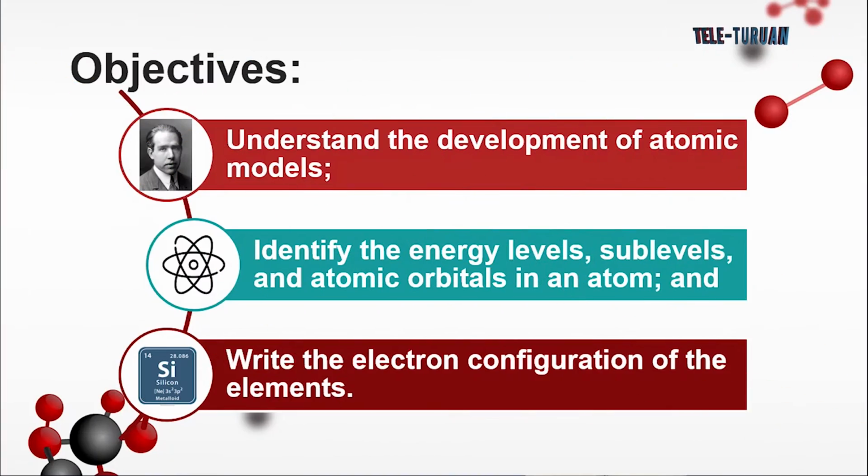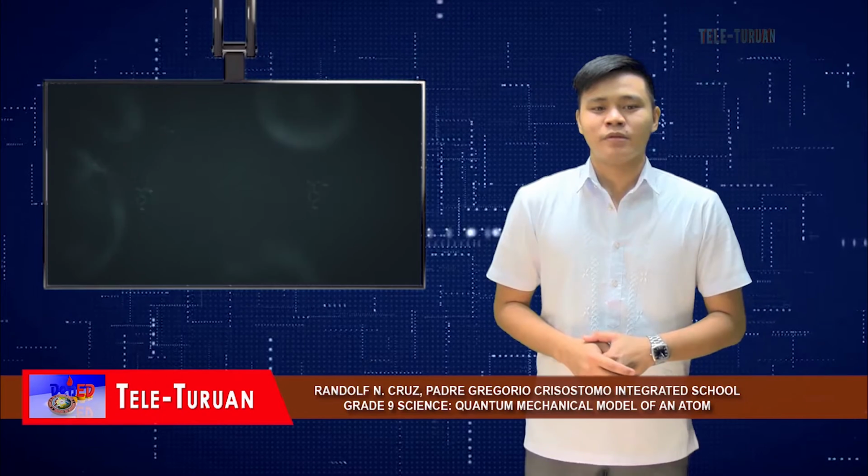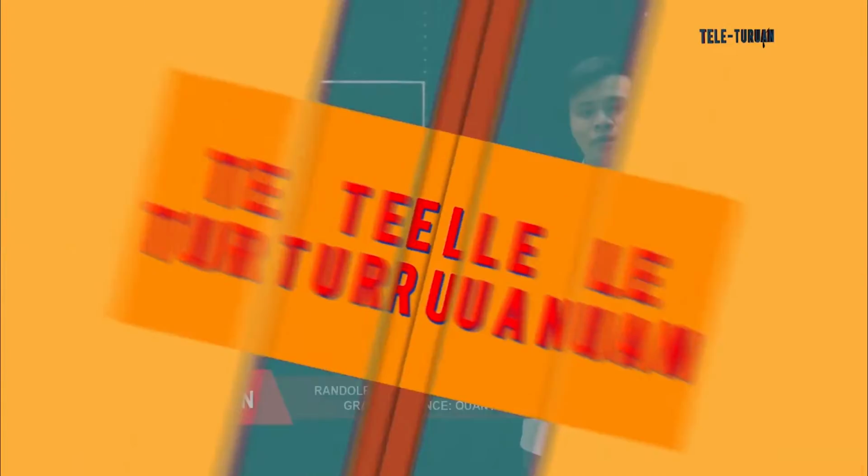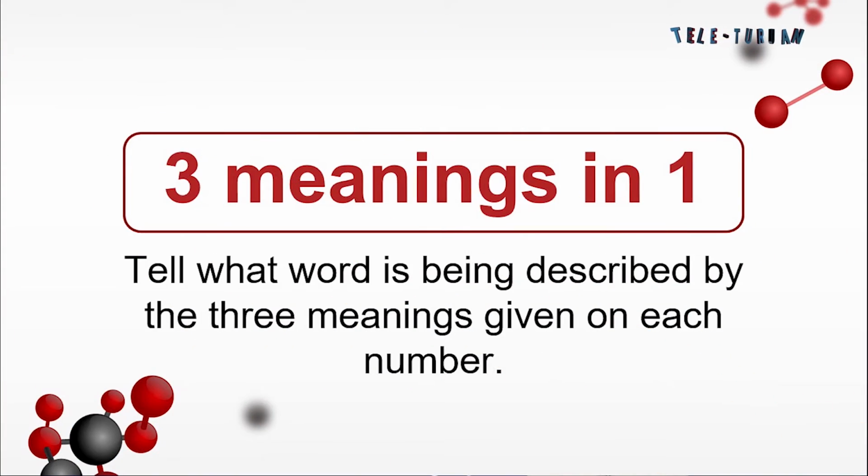And so at the end of the lesson, you are expected to be able to, first, understand the development of atomic models. Second, identify the energy levels, sublevels, and atomic orbitals in an atom. And third, write the electron configuration of the elements. Before we start, let us play three meanings in one. The direction is, tell what word is being described by the three meanings given on each number.